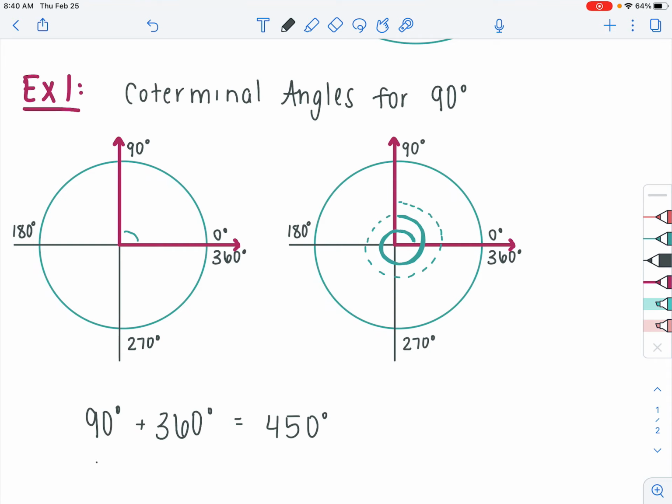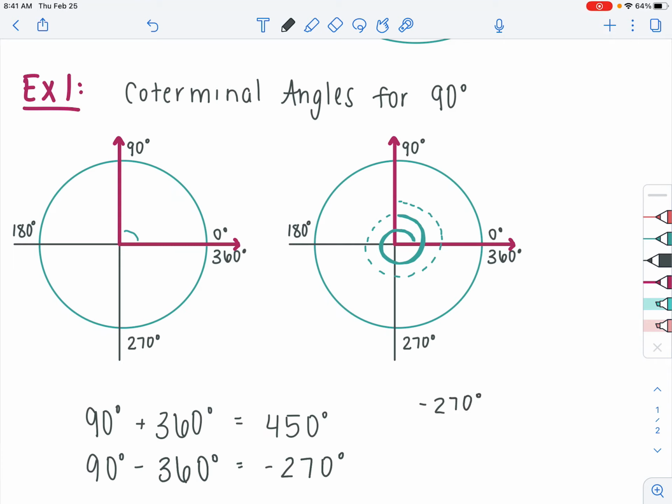I could also find a negative coterminal angle by just subtracting 360 degrees. And when I do that, I'm going to get negative 270 degrees. So we could say negative 270, 450 degrees, and 90 degrees are all coterminal angles. They share the same terminal side. They look the same. The only difference is the squiggly line that's drawn around them.